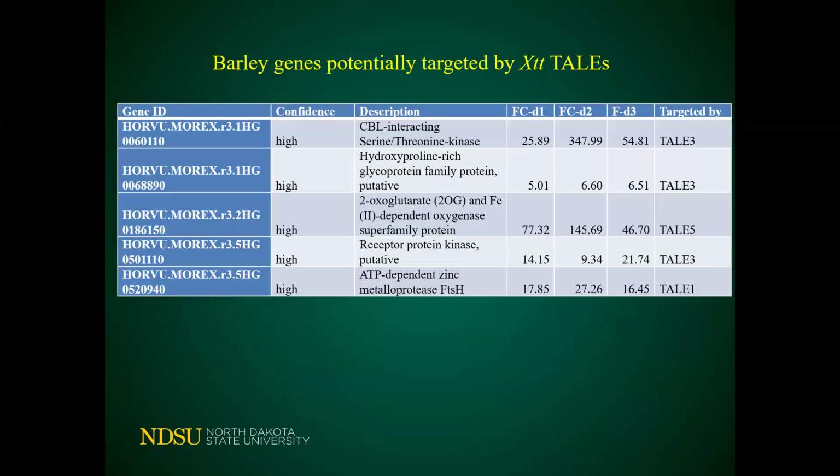Eventually, we identified 5 barley genes that are highly prevalent. Those genes look like they were upregulated during those time points, and they could be targeted by these different TAL effectors. I think the next step we'll try is to use CRISPR-Cas9 to edit those genes to see if they are involved in susceptibility to the bacterial streak.